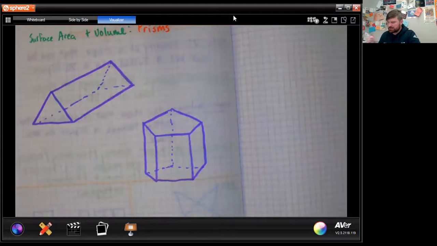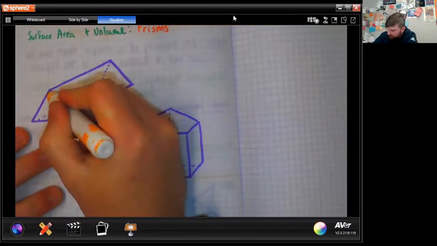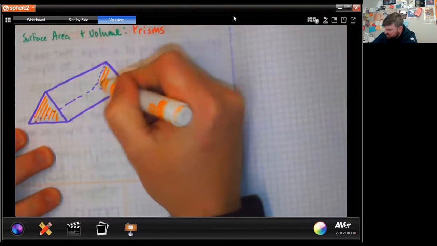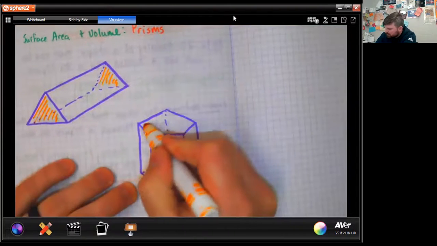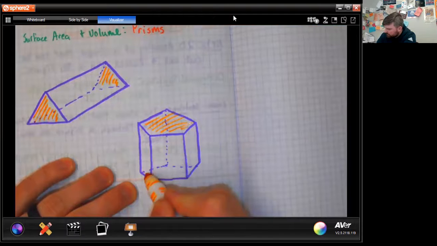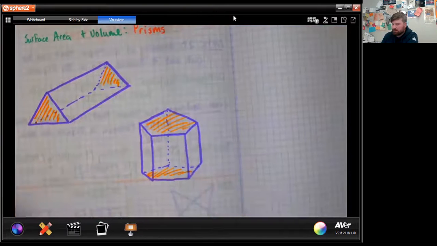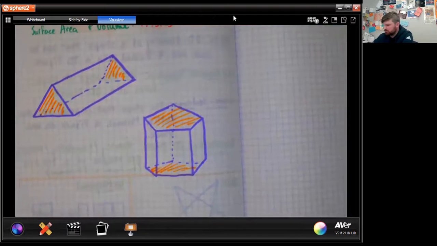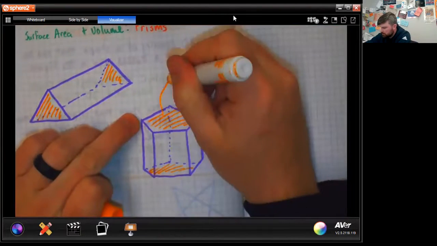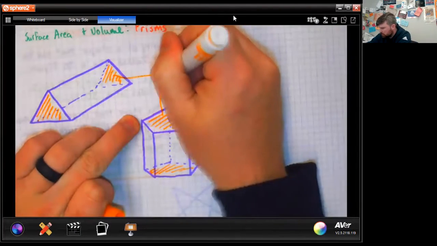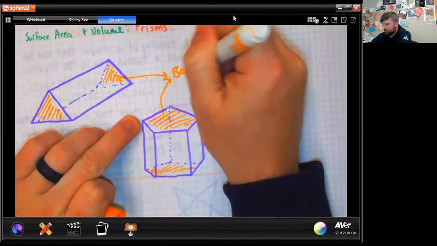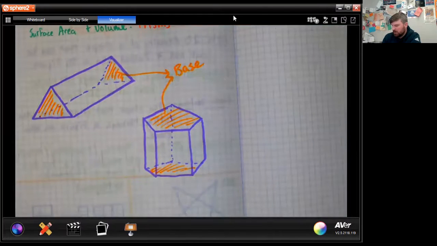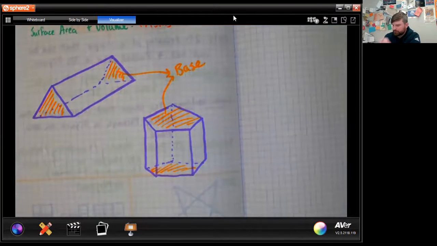So the sides that are identical would be considered the bases. So we got some bases there. Those are the bases. They will always be identical shapes.